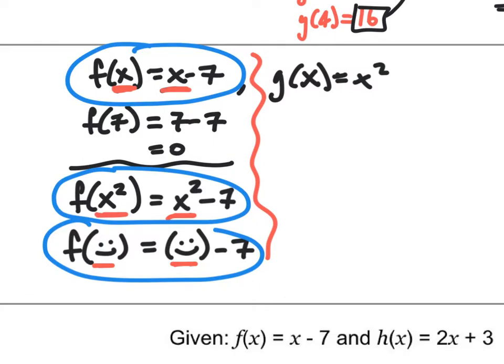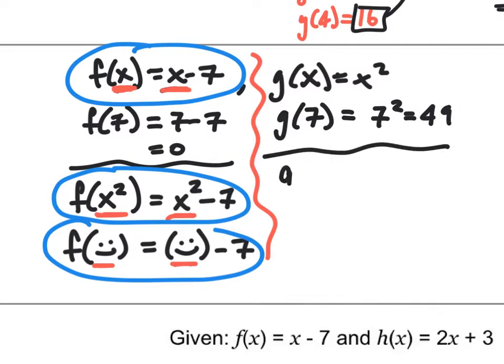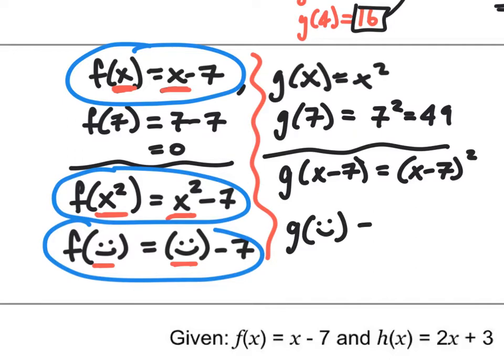And the same thing goes with this other function g, okay? If you wanted to find g of, say, 7, you guys know to just plug in 7, the number, okay? And that's going to give you 49. However, let's say that you wanted to plug in g of x minus 7, okay? Plugging in that other function, all you would do is plug in that function, x minus 7, quantity squared, okay? Let's say you wanted to find g of smiley face. If you did that, then you would just take the smiley face and square it.